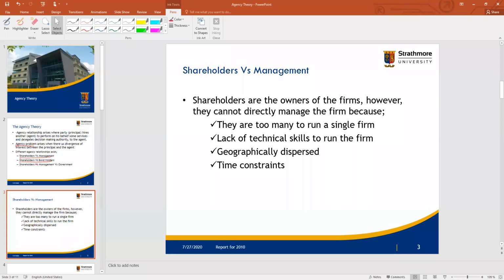So in that case, you may have to appoint agents who are going to be running your business. Why? Because you are too many, you can't all be under the same roof. Then you have the time constraint. Sometimes these shareholders don't just own this business. They have more businesses that they trade, and their own day-to-day jobs which they need to run, which implies that they might be constrained in terms of time.